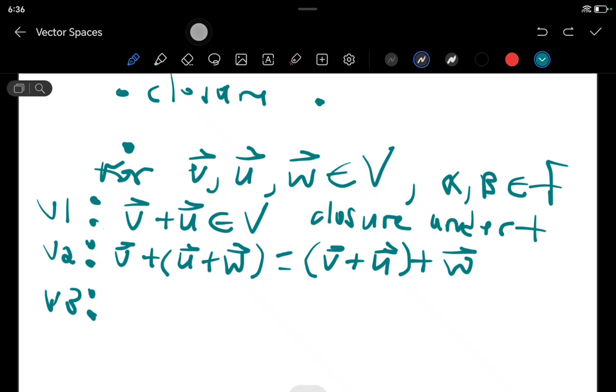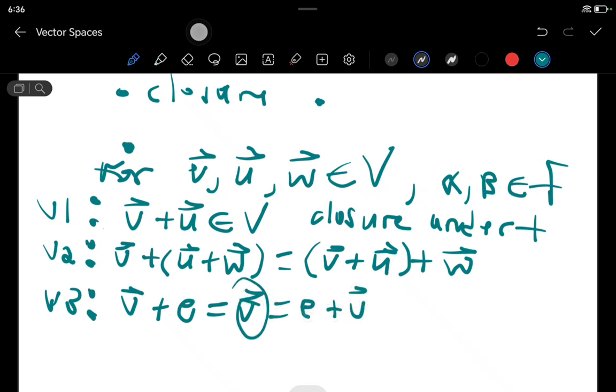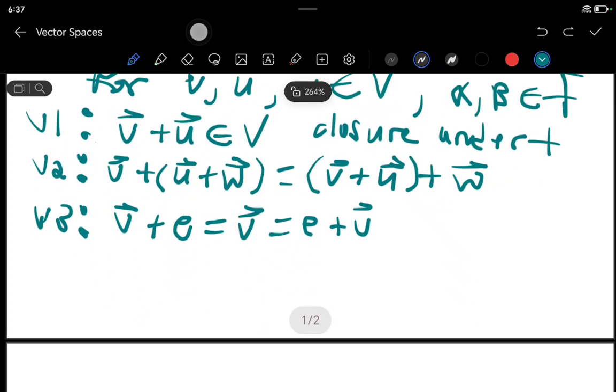So now for the identity, if I take v plus E, then I find that this is equal to V. And also if I find that E plus V is still the same as this one, then this will be for identity. You see, right? And then another one, this one will be for associative. Then this one will be for identity.